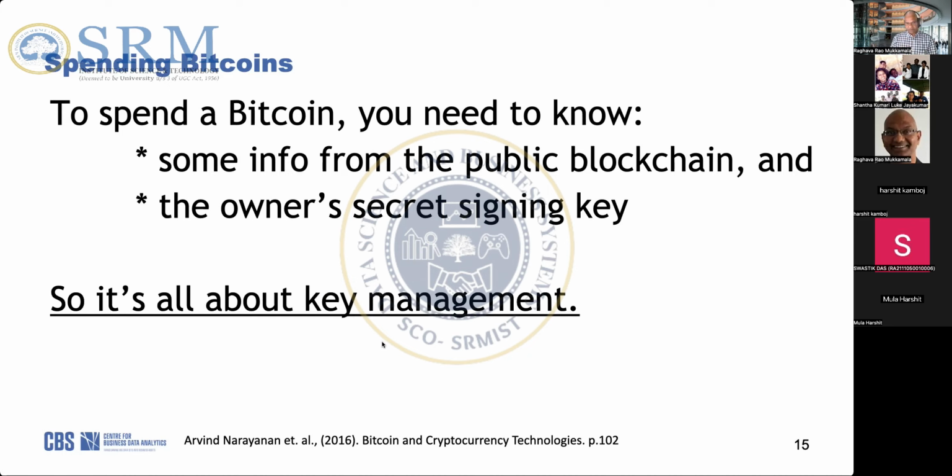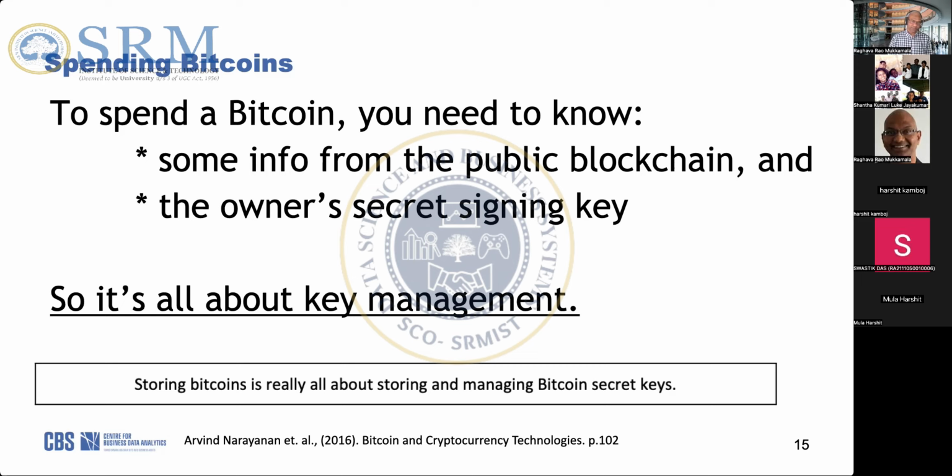So when it comes to storing the cryptocurrencies, everything boils down to key management, right? So basically, you need to carefully keep your public and private keys, then the coins are safe. Right? If you mess up storing the keys, then you will have big problems with the coins.